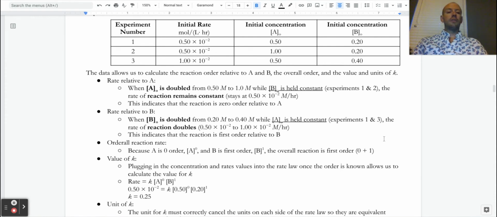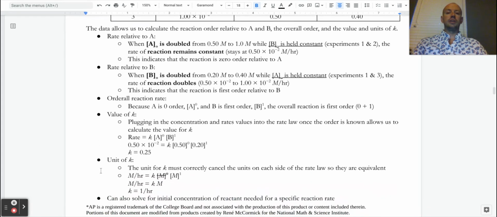In terms of an overall order, we can say A is zero order, B is first order, 0 plus 1 is 1. So this is a first order reaction overall. And we can also solve for k, both in terms of its value and its unit, and then ultimately we'll have our rate law expression or equation.